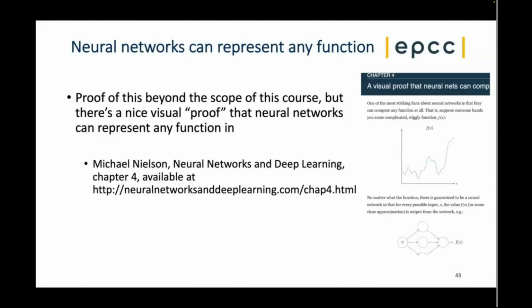So neural networks, one of the things that's great about them is that they can represent any function. If you want a nice visual proof of this, just to convince yourself why this might be the case, I can recommend looking at this, which should be freely available online. Again, it's not a rigorous mathematical proof that you can represent every function, but it's a convincing visual proof. They call it a visual proof. It shows how you can, in theory, represent any function with a neural network.